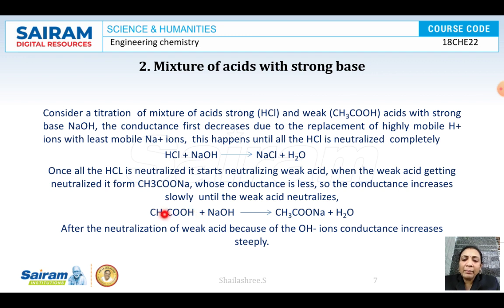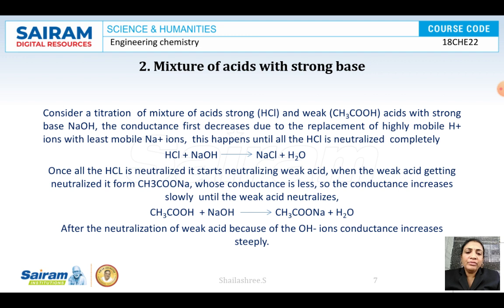And when the weak acid is getting neutralized, there will be a formation of sodium acetate, and the conductance of this is less. So we will be getting a slow increase in conductance when there is neutralization of the weak acid. Once all the weak acid is also neutralized, because of the availability of the hydroxyl ions, once again the conductance will be increasing. So: decrease in conductance, slow increase in conductance, and steep increase in conductance.